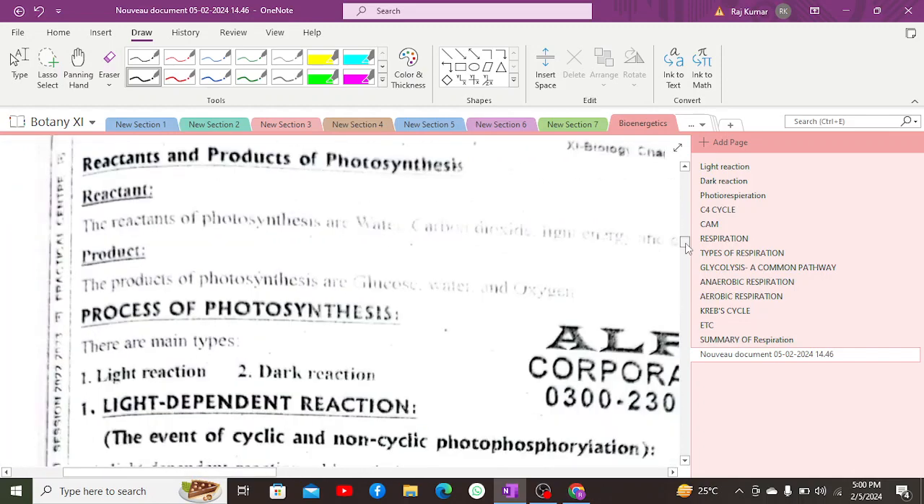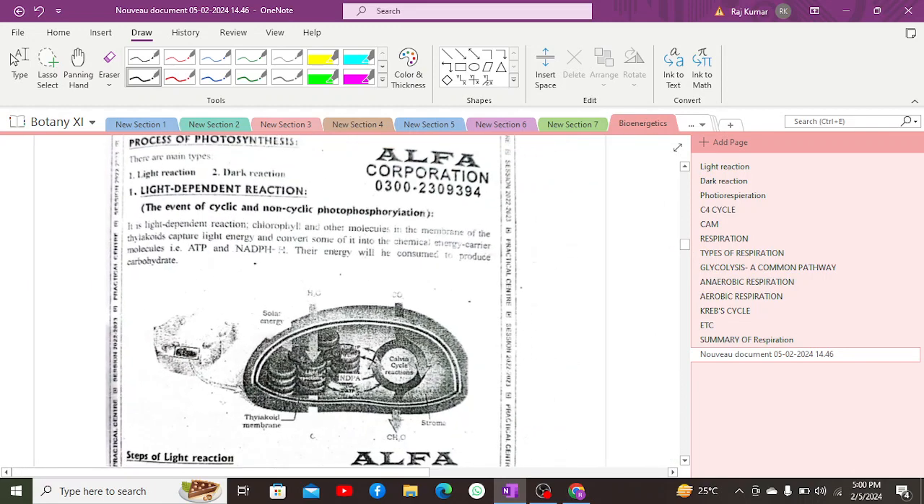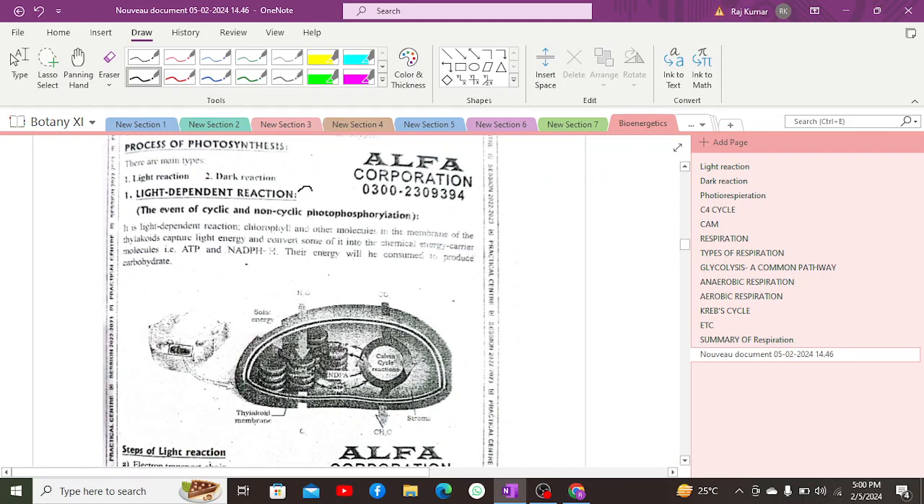Now we are going to discuss how the process occurs. The first step is the light reaction, also known as the light dependent reaction, and it is also known as photophosphorylation, in which cyclic and non-cyclic photophosphorylation occurs.